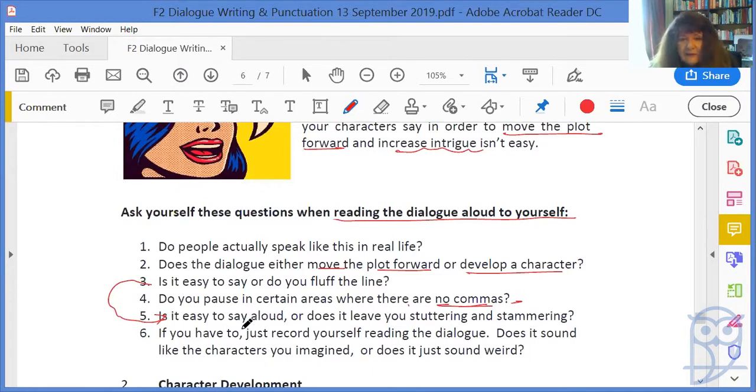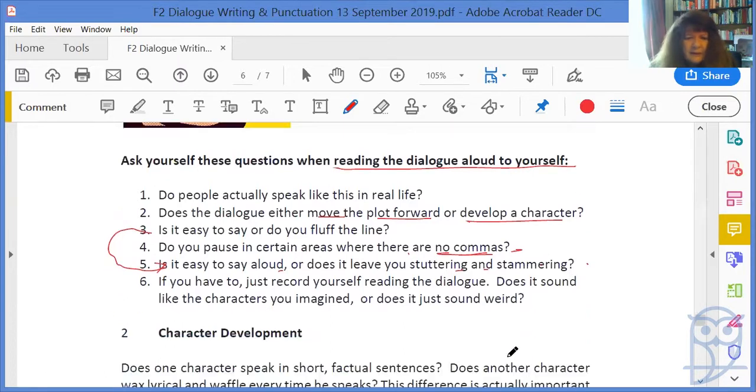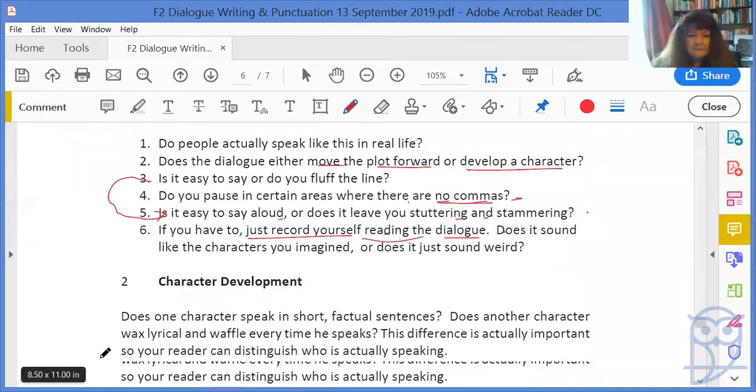Is it easy to say aloud, or does it leave you stuttering and stammering? You know, the words you're using, are they realistic? Would someone speak like that? And then sometimes you just record yourself reading the dialogue you've written on your phone or wherever, and then you can play it back and think, oh, that sounds totally crazy. That makes me sound very weird, which means, of course, that it's not realistic.